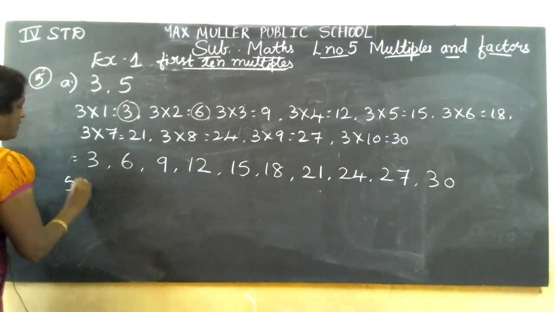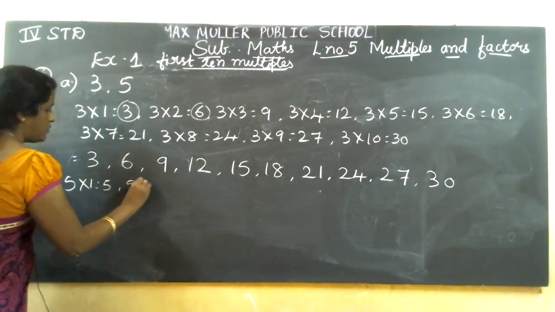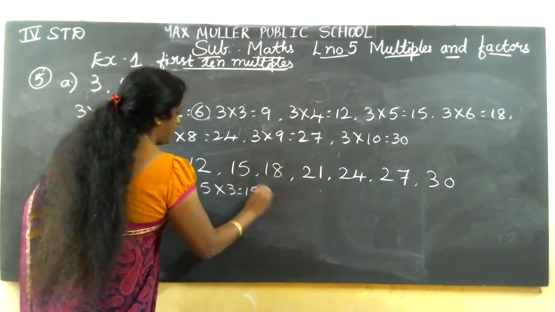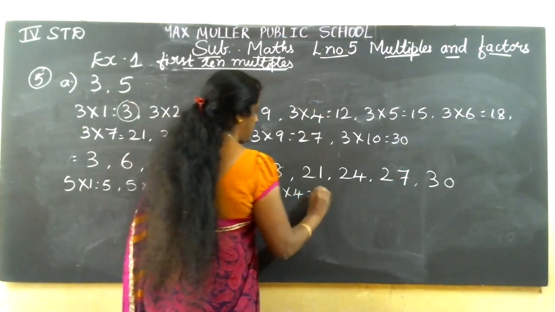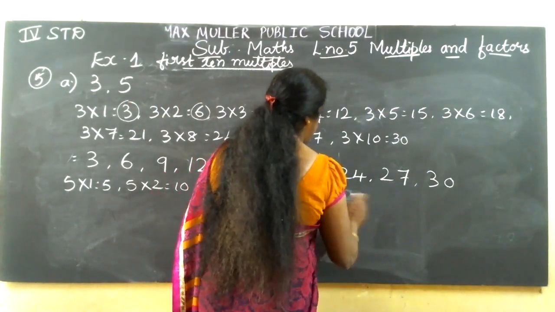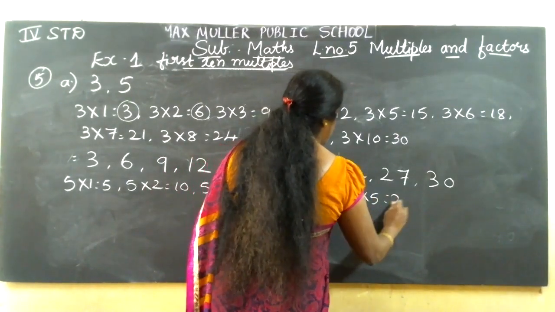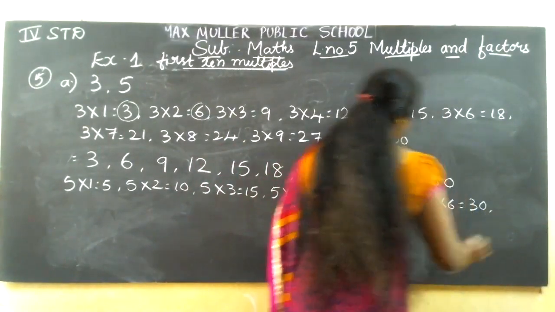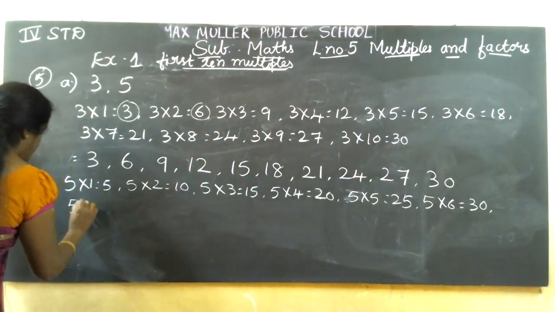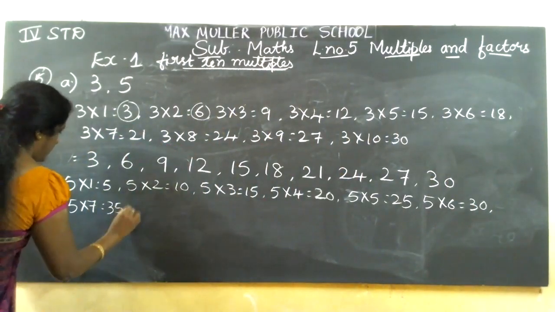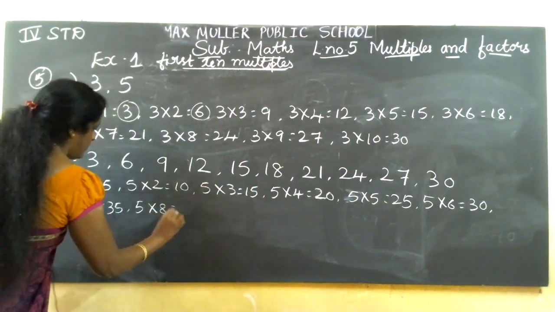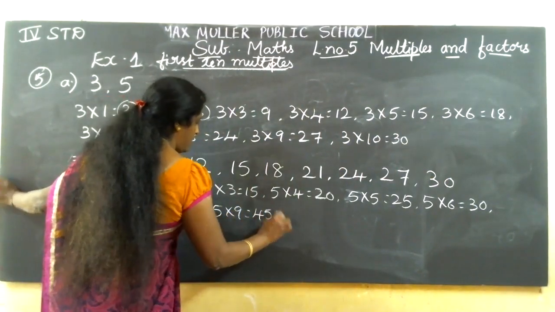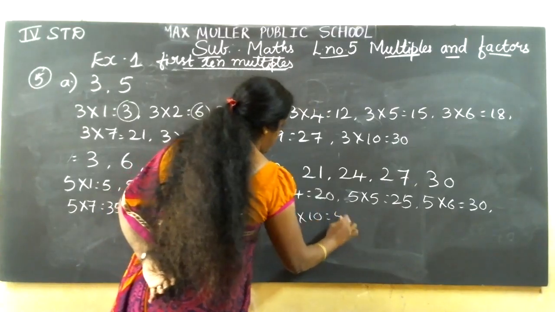Next, 5 ones are 5. 5 twos are 10. 5 threes are 15. 5 fours are 20. 5 fives are 25. 5 sixes are 30. 5 sevens are 35. 5 eights are 40. 5 nines are 45. 5 tens are 50.